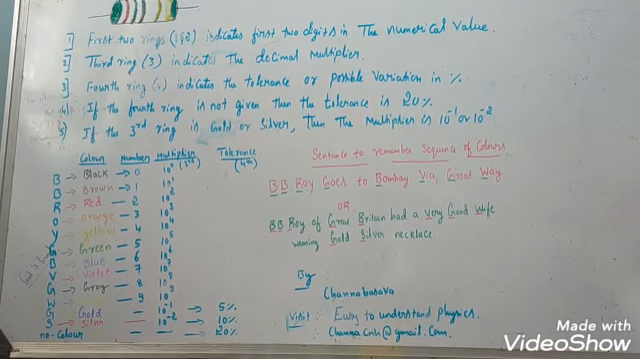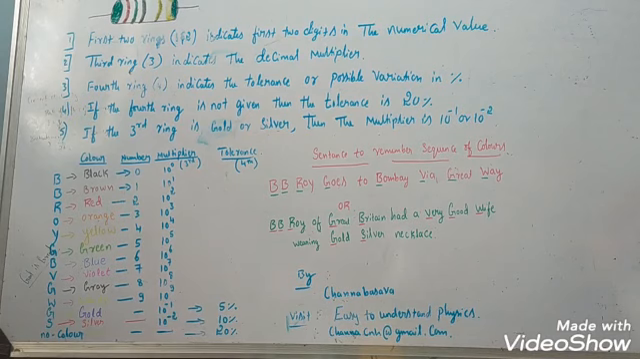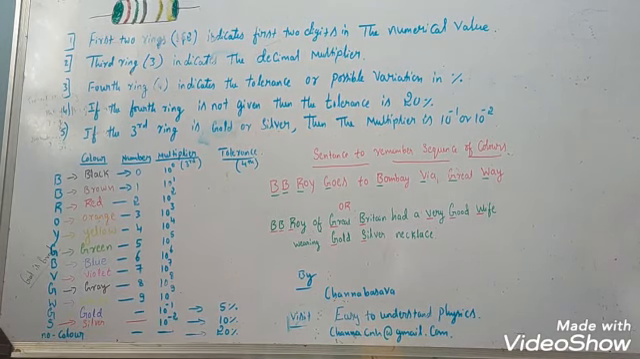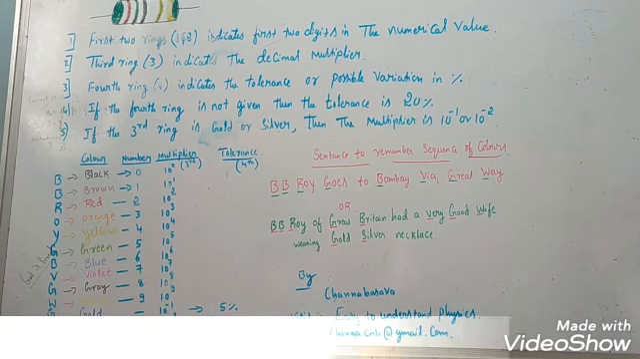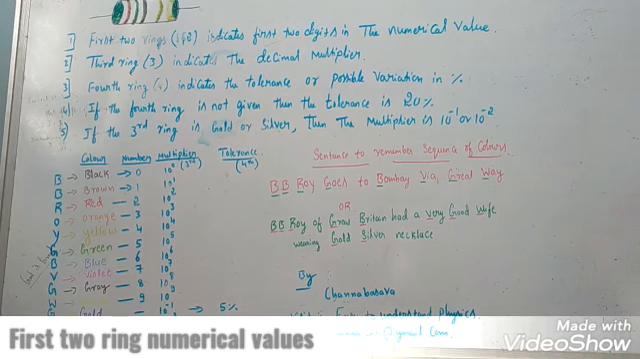Numerically, for the first two rings: black 0, brown 1, red 2, orange 3, yellow 4, green 5, blue 6, violet 7, gray 8, and the last one, white, is 9. For gold, silver, and no color, we use the multiplier or tolerance, that is for the third and fourth rings.